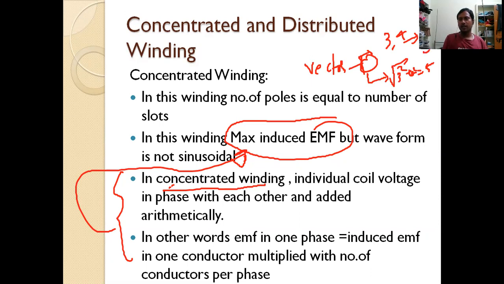So look at this one. Arithmetic sum is more, vector sum is less. That's why induced EMF is more in the concentrated winding. But the distributed winding is a vector sum. That's why induced EMF is less.